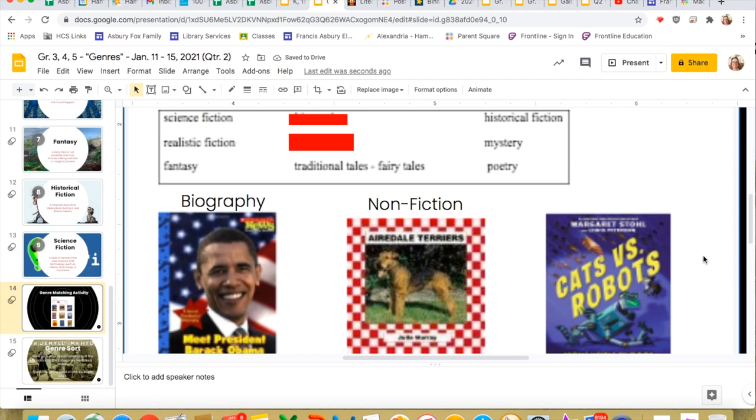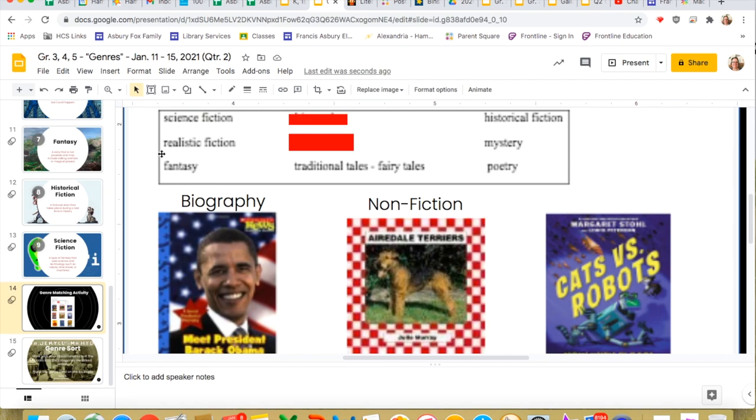It's called Cats versus Robots. Well, we can tell that it's fiction because it talks about something that is fake. Can't really happen. Cats fighting with robots. And we have a hint right here in the title, robots. So which one of these genres did it talk about could include robots? So we know it's going to be fiction. We know it's not realistic fiction because even though it's a made-up story, robots and cats can't really run around and fight each other.